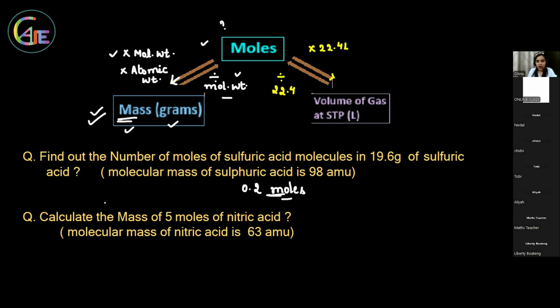Yes, let me tell you how Nidal got this answer. As I said, what actually is given here, just look at the question first. Find out the number of moles of sulfuric acid molecule in 19 gram of sulfuric acid. So basically, they're asking you to calculate the number of moles.